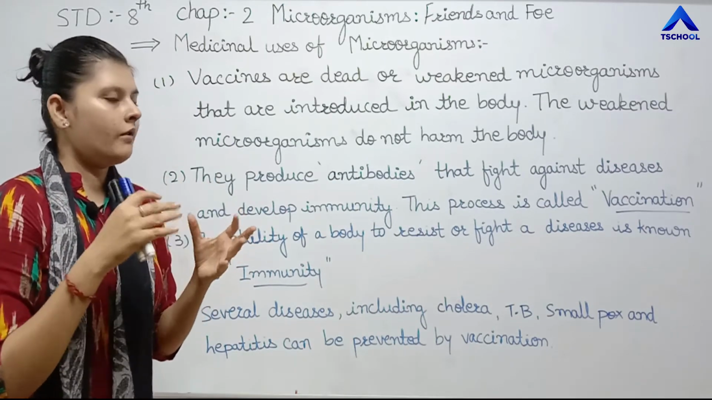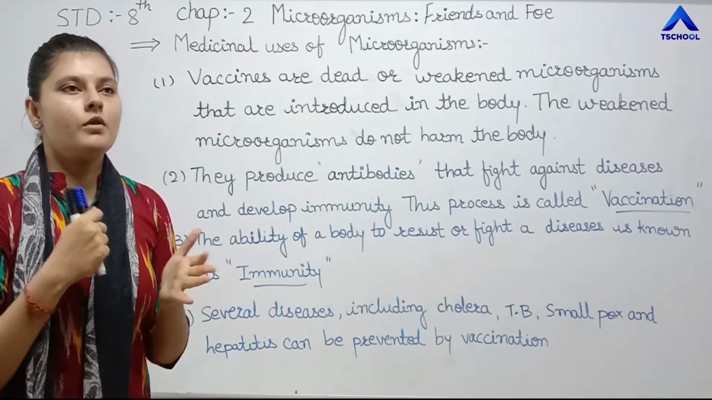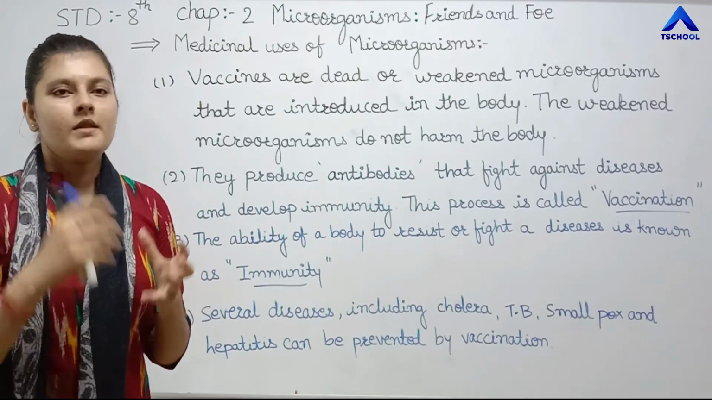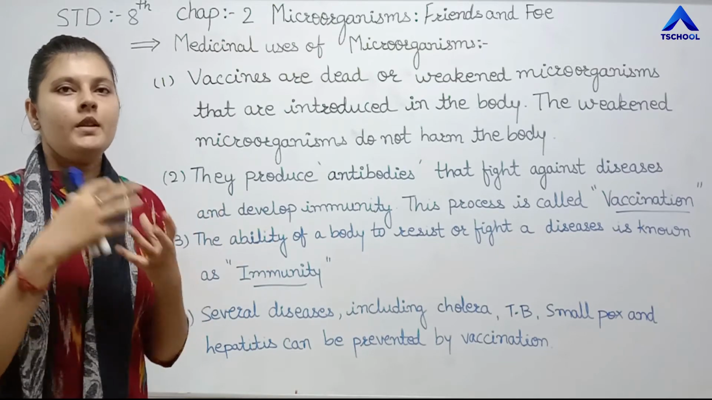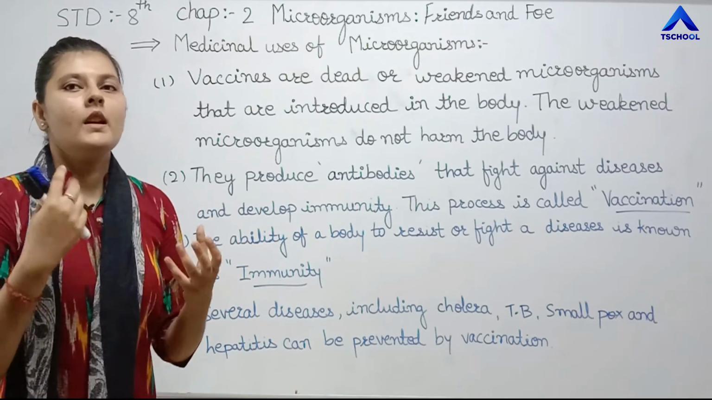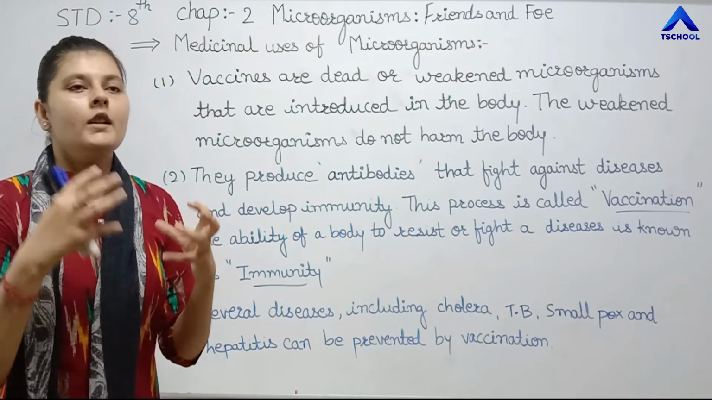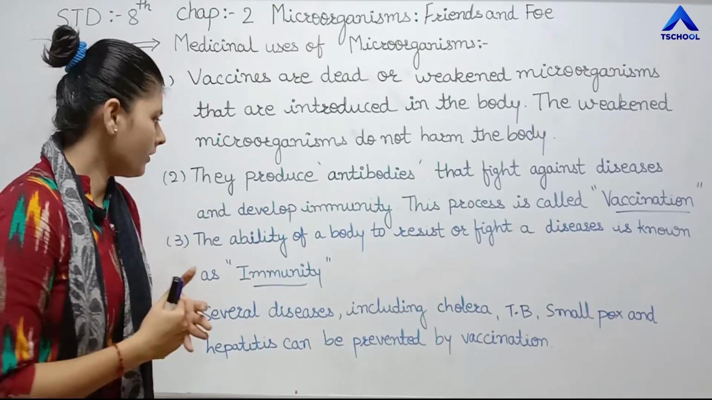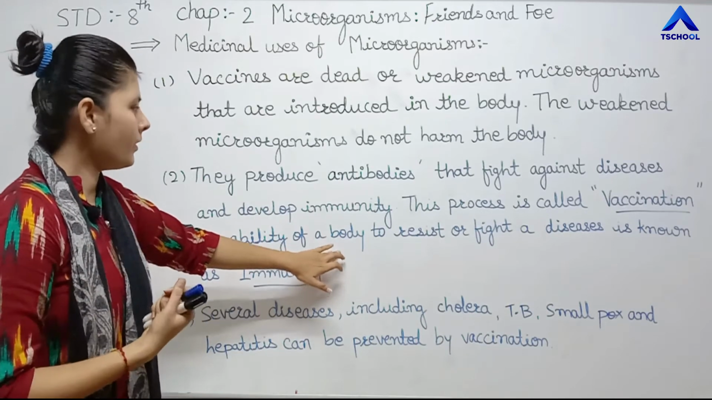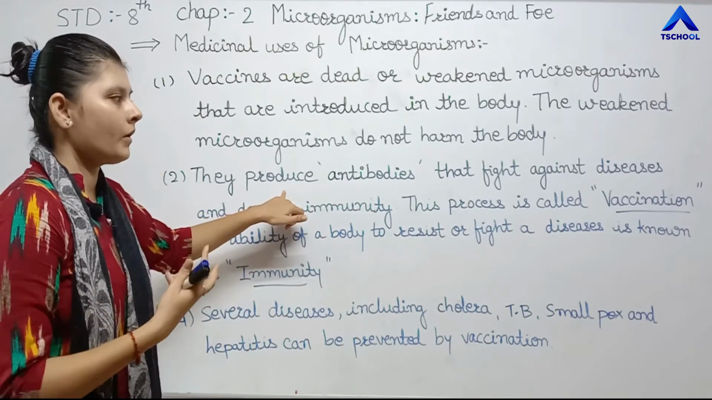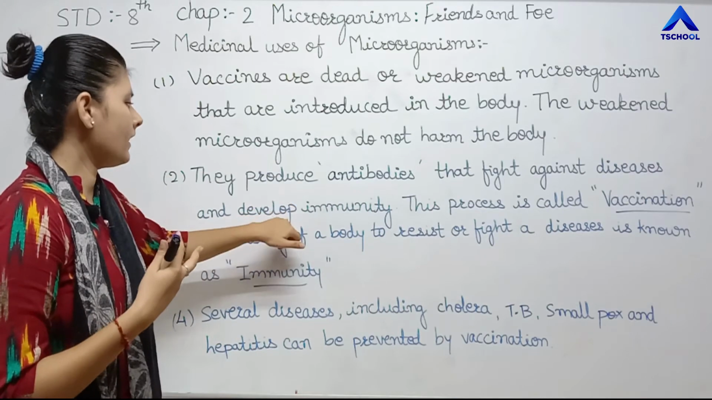Add such kinds of food in your diet that are going to boost your immunity. So take vitamin C, right, from lemonade or citrus fruits. ऐसी सारी चीज़ों से विटामिन सी जैसे बॉडी में जाता है, it is going to boost your immunity. So now we are clear with immunity. So they produce antibodies that fight against disease and develop immunity.